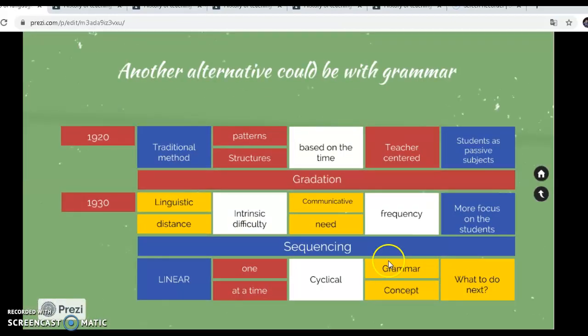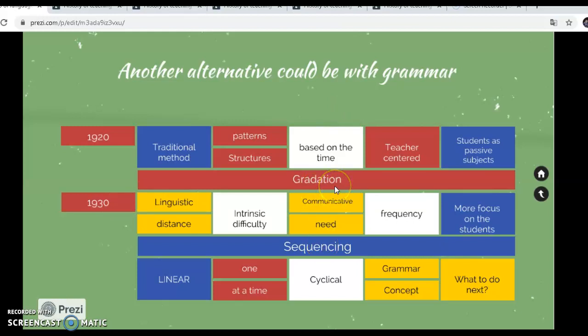There is also another alternative that could be with grammar. In 1920, there was the traditional method, focused on patterns, structures, based on time, teacher-centered, and students as passive subjects. In 1930, we have the gradation and sequencing models.